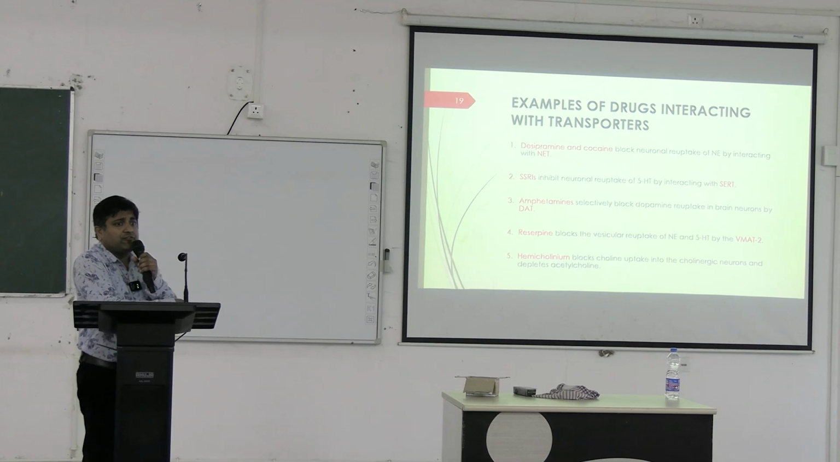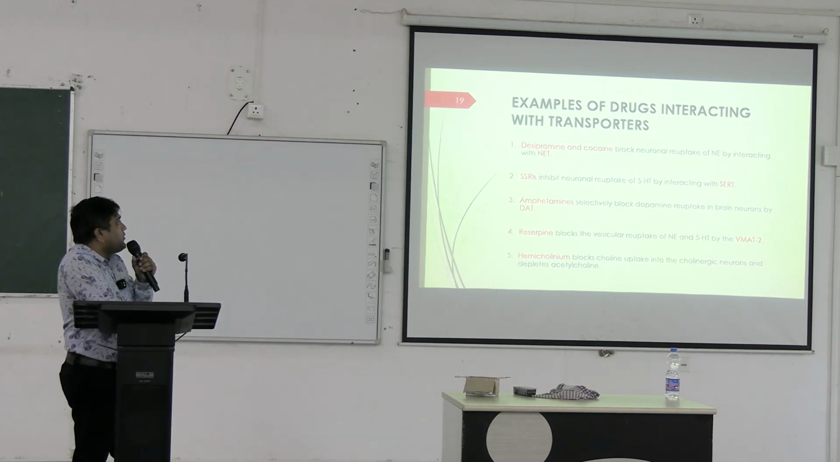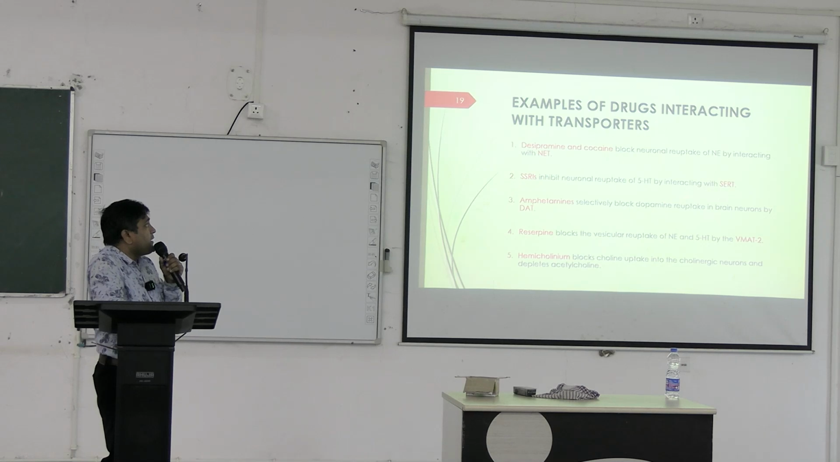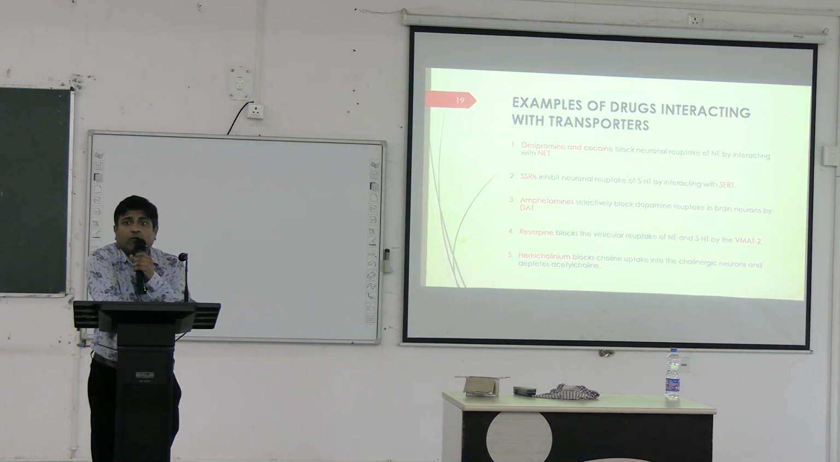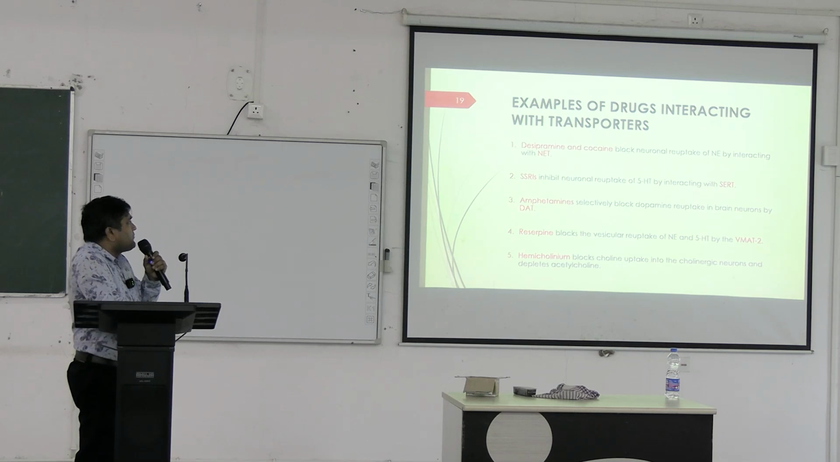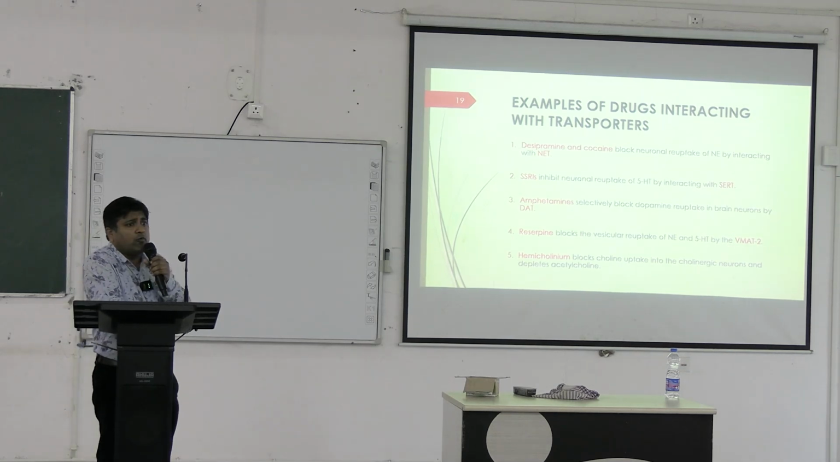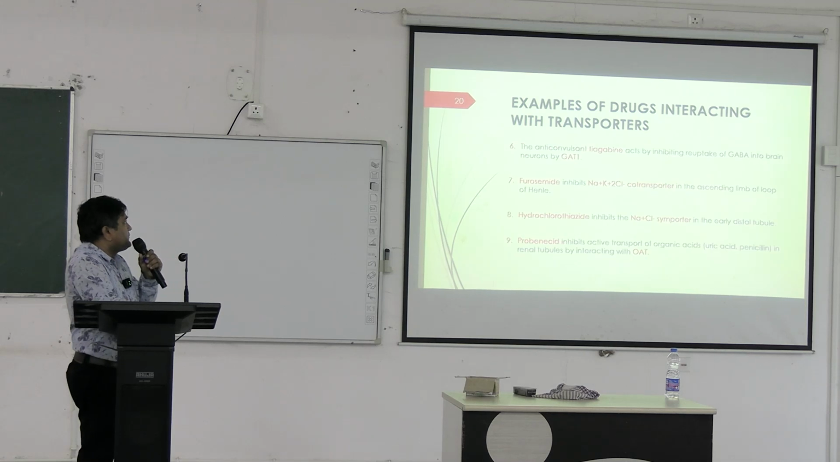SSRIs, selective serotonin reuptake inhibitors, inhibit neuronal reuptake of serotonin by interacting with serotonin transporters. Dopamine transporters are affected by amphetamine. Reserpine affects vesicular monoamine transporter 2, and others are there.